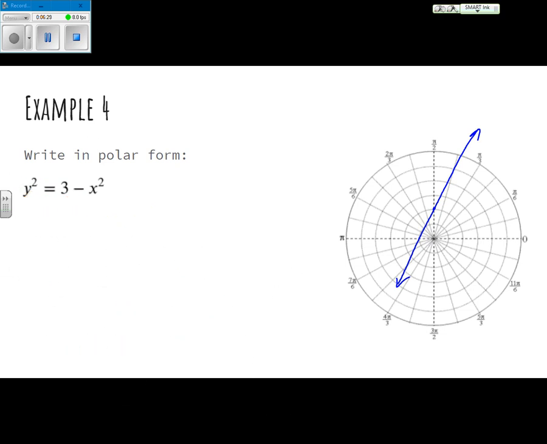All right, I'm going to let you play with this one. So we're going to hit pause, and then you solve this one. Don't worry about graphing it. And see if you can get this back into polar form.